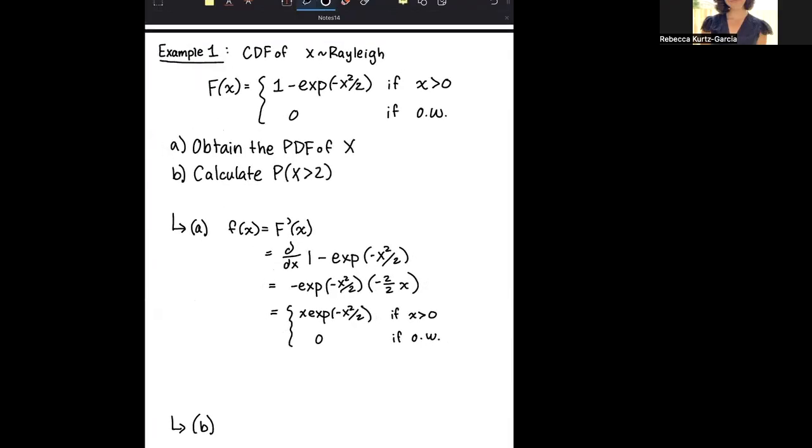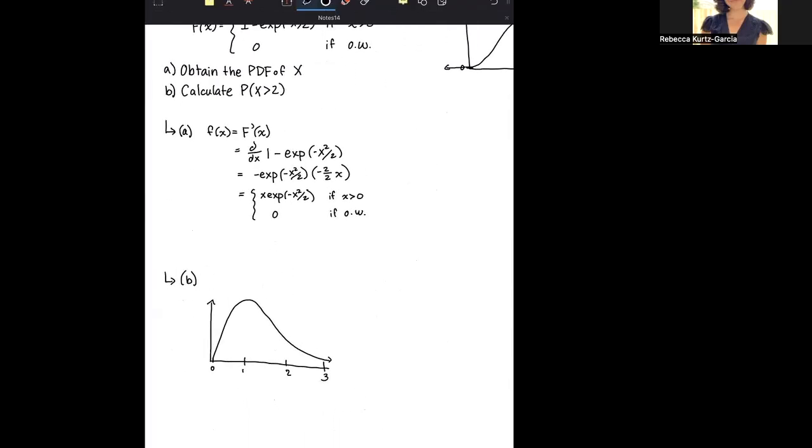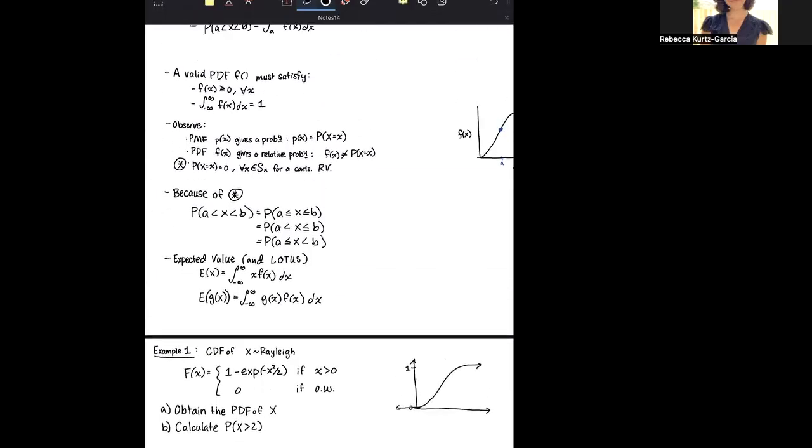But now we want to calculate the next part of this question, which is calculate the probability x is greater than 2. So I have already drawn the PDF for us. It is this function here. When x begins to be greater than 0, it starts going up, and eventually it goes down with this very long tail over this way. If I want to find the probability x is greater than 2, I can use the PDF for this problem.